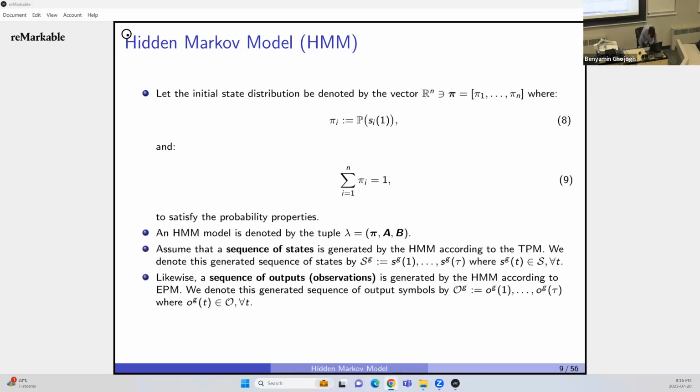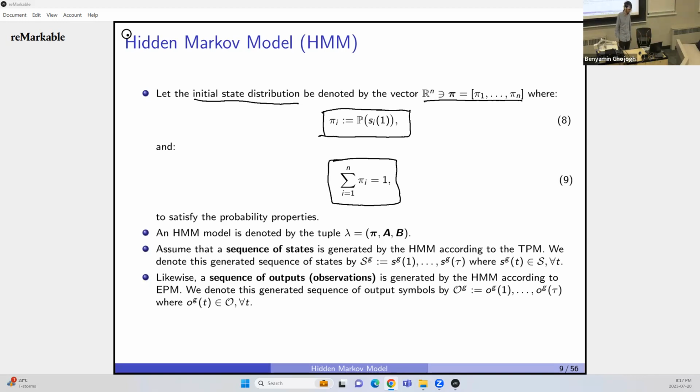Let the initial state distribution be denoted by the vector pi. Pi is an n-dimensional vector, where n is the number of states, P1 to Pn, where Pi is the probability of Si at time 1. What do I mean by 1? Time 1, the initial time. Initially, let the distribution be pi. And again, the summation of Pi for i from 1 to n should be 1, to satisfy the probability properties, right?